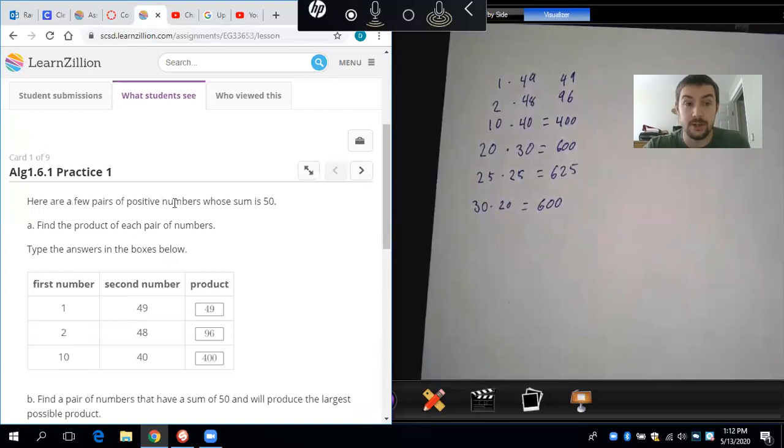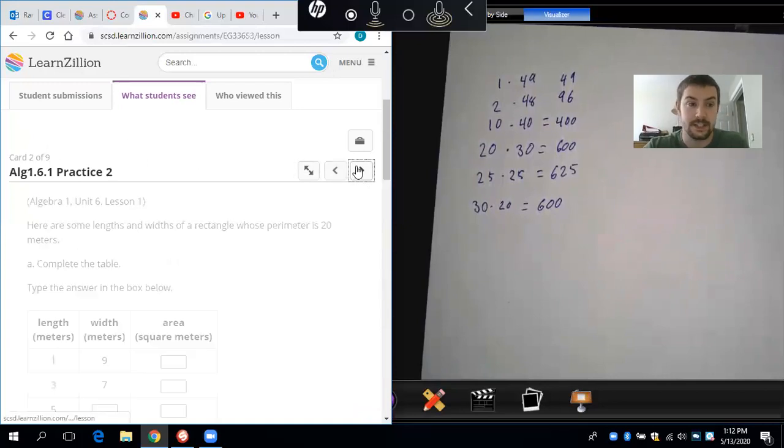Again, make sure you guys aren't just doing the first problem on these assignments. A lot of us are only doing the first card. There's 9 cards on this, so click next.